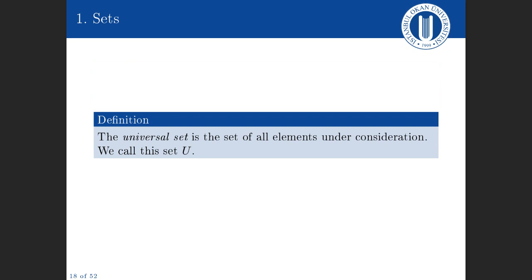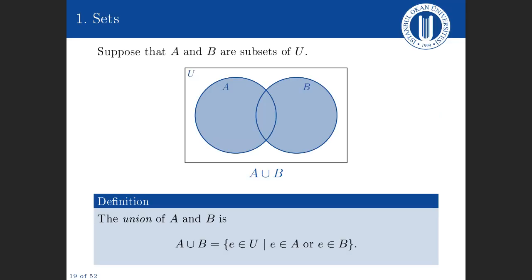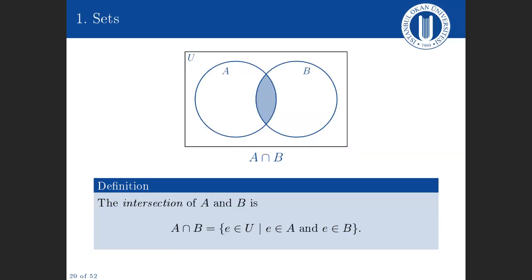The universal set is a set of all elements under consideration. We call this set U. So for example, let's suppose this rectangle is our universal set U, and let's suppose we have two subsets, A and B. The union of A and B is everything which is in A together with everything which is in B. The intersection of A and B is the things which are in both A and B.